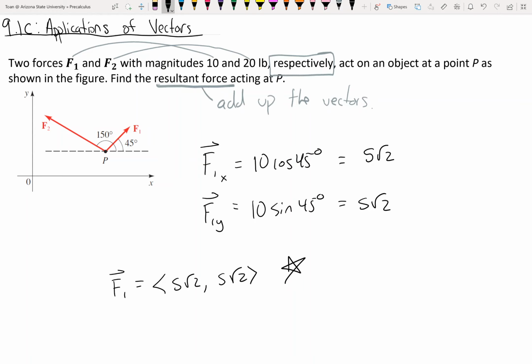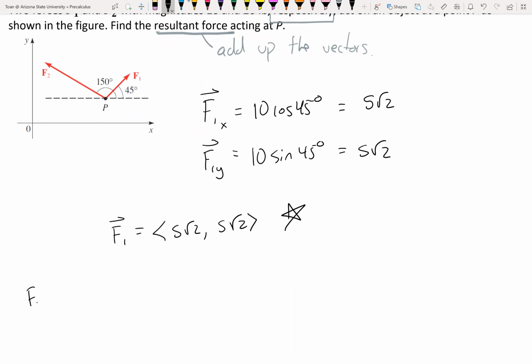Let's do the same thing for F2. F2 in the x direction is magnitude, which they told us was 20, cosine of the angle, and again, we don't have to figure it out. They gave us the angle in standard position, which is what these formulas always use. So that's 150 degrees.